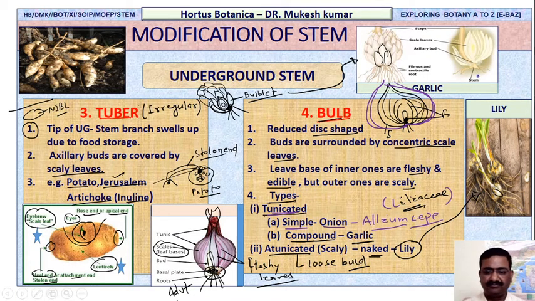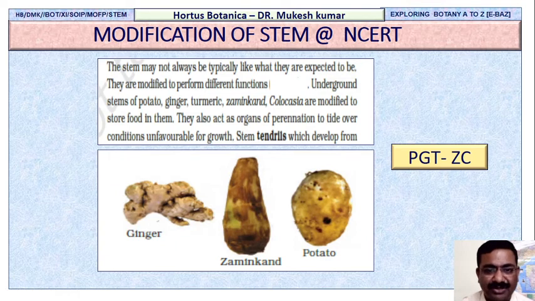Now come to the next one. According to our NCERT, what is written about the underground stem? It says that a stem may not always be typical, like what we expect it to be.